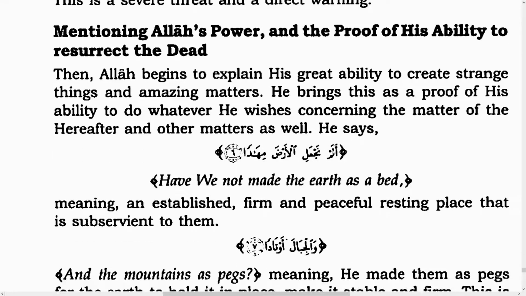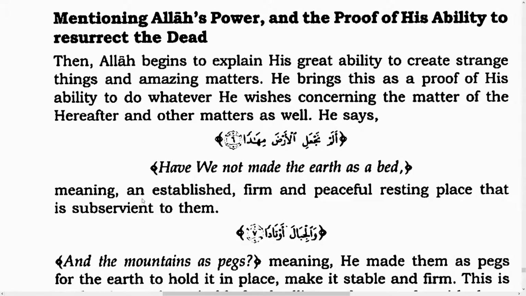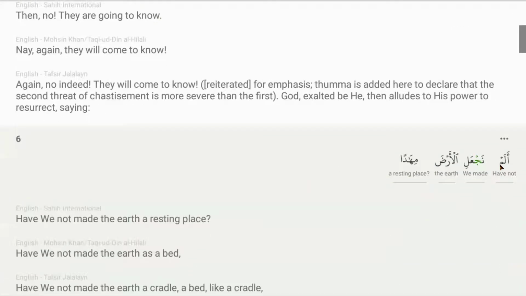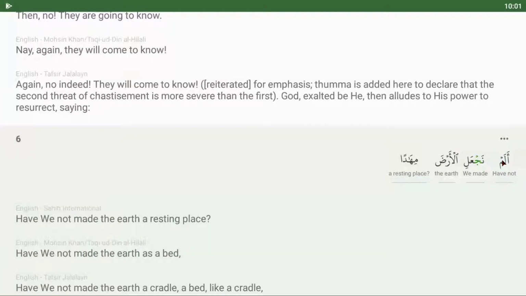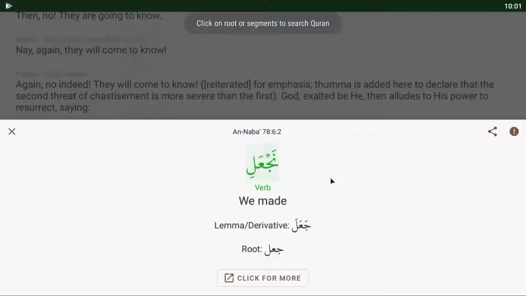And He says, Alam naj'alil arda mihada. Have we not made the earth as a bed? Meaning an established, firm, and peaceful resting place that is subservient to Him. Let's look at the words of this. Alam. Have not. So A plus Lam, right? A is questioning and Lam is a negation particle. And what happens after Lam? You get a Sukoon.